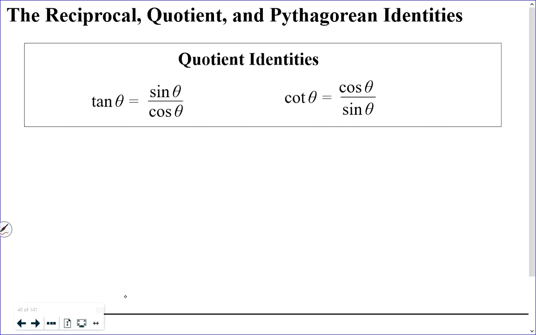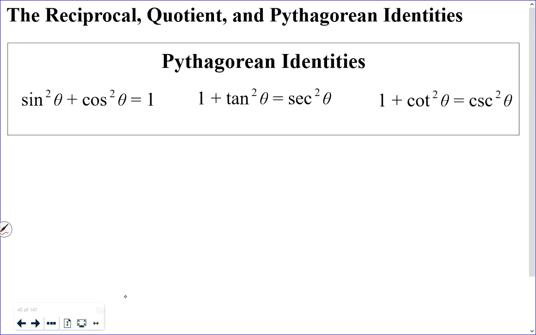These are called the quotient identities, and we haven't learned these, but we have kind of. Because you know that tangent of theta is y over x, and on the unit circle, sine of theta is y and cos of theta is x. So this is an identity. Tangent of theta equals sine of theta over cos of theta. It's always true as long as theta is permissible. Since cotangent is the reciprocal of tangent, cotangent of theta would be cos of theta over sine of theta. These are called the quotient identities because they are a quotient. A quotient is a fraction. It's the result of division.